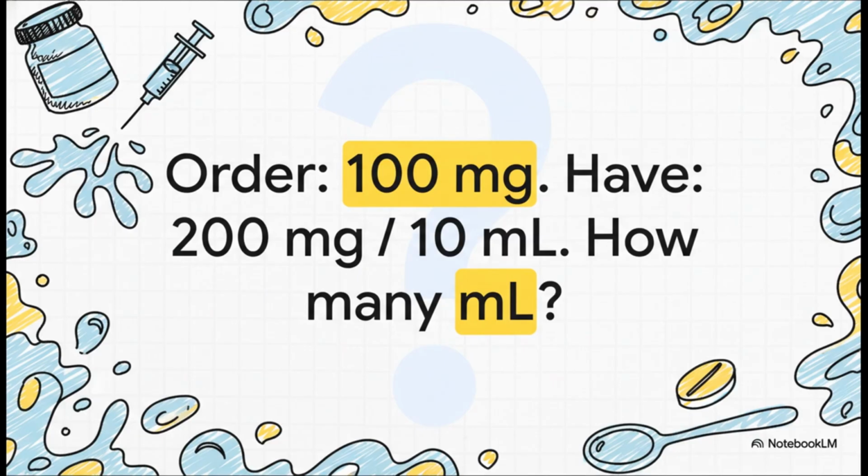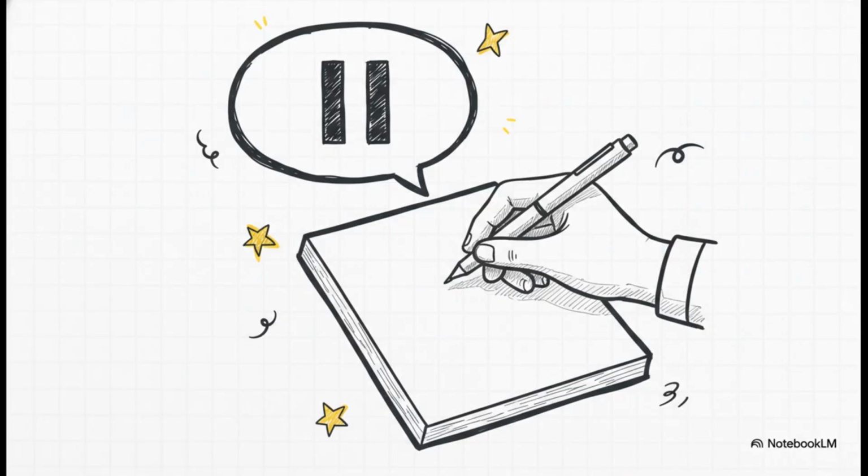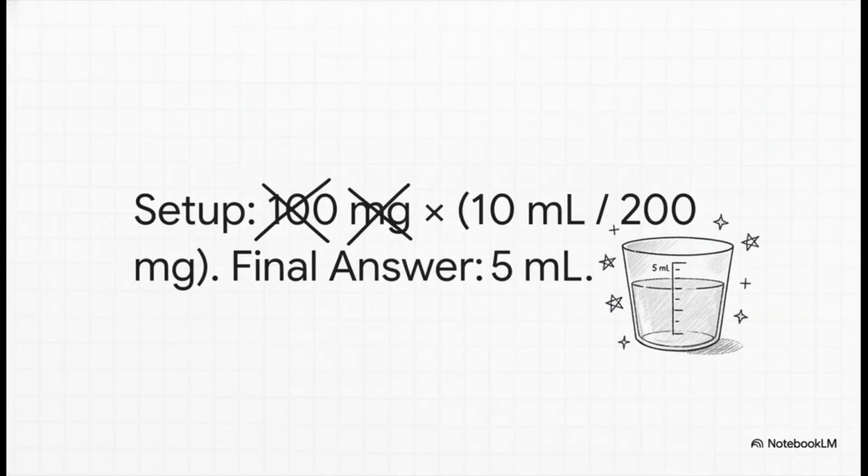We're on a roll. Next up, an order for 100 milligrams of ibuprofen. The bottle you grab is 200 milligrams per 10 milliliters. What's the dose? You know the drill. Pause here and give this one a shot. Okay, let's see the solution. You should have 100 milligrams times 10 milliliters over 200 milligrams, which gives us a final dose of 5 milliliters. You see that? The pattern just works every single time.